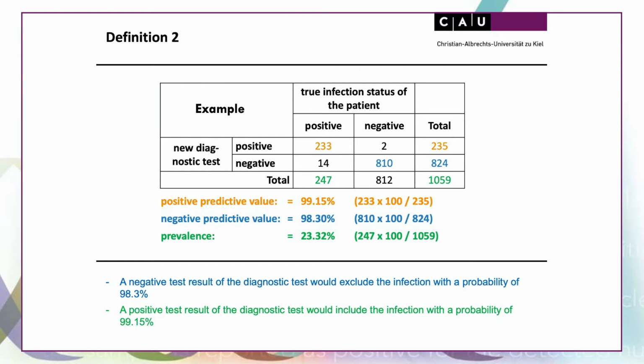98.30%. To say in other words, a negative test result of the diagnostic test would exclude the infection with a probability of 98.3%, and a positive test result of the diagnostic test would include the infection with a probability of 99.15%.